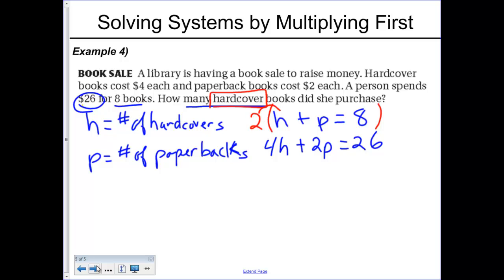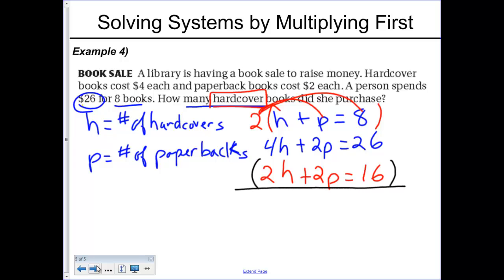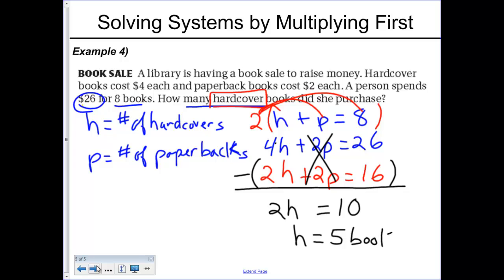So I distribute here, I get 2H. I distribute here, I get 2P. I distribute here, and I get 16. So this is my new equation. How do I get a positive 2P to cancel out? We have to subtract. So 4 minus 2 gives us 2H. 2P minus 2P leaves you with 0. And 26 minus 16 leaves you with 10. So divide by 2 on both sides. H equals 5, and that stands for the number of hardcover books.